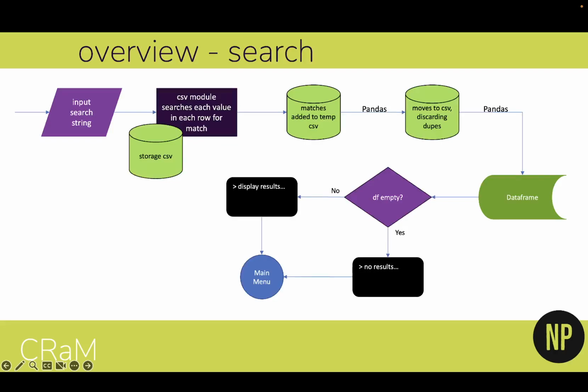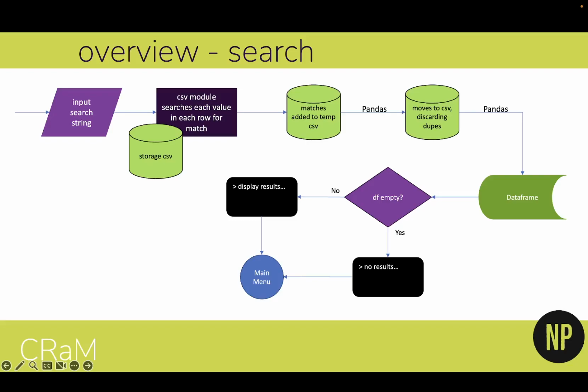In the search functionality, again, the user's prompted for an input, but this time it's a search string. The application will search through the storage CSV for each row and then each value within each row to match that substring, which can actually be a number as well. So string is probably not the correct term there, but variable. Where there is a match in the row, then the entire row is added to a temporary CSV.